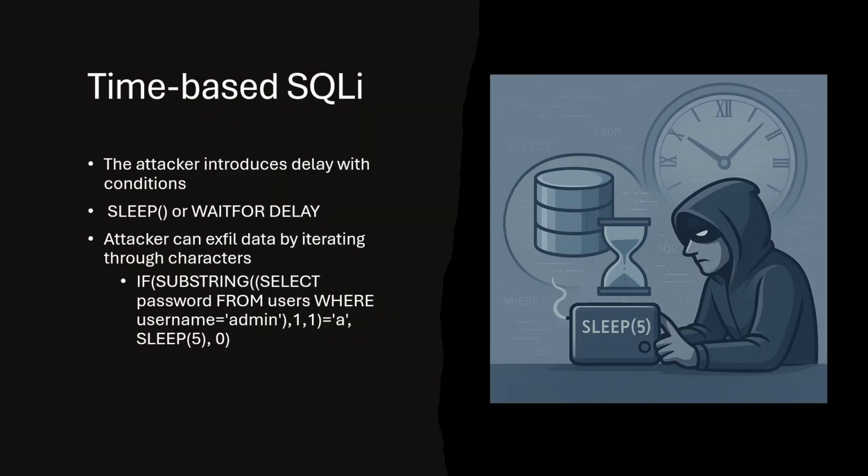Similar to what we have discussed, time-based attacks rely on adding a delay to the response that the server sends back to the client when a condition is met. Sleep and wait for delay are examples that can be used in this type of injection. Attackers can even use time-based injections to exfiltrate data. In the example shown here, the server will add a 5-second delay if the first letter of the admin password is the letter A.